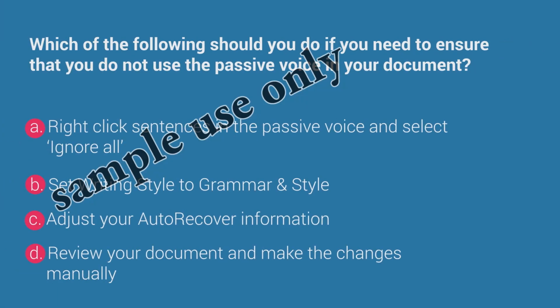You now know how to get Word to proofread and save your files. Let's see what you recall about using this new function. If you selected Set Writing Style to Grammar and Style, you are correct. To ensure that you do not use the passive voice, set Writing Style to Grammar and Style so Word points out style errors, such as sentences in the passive voice.